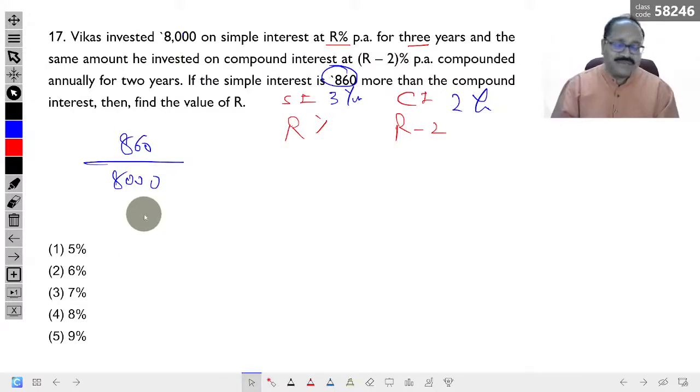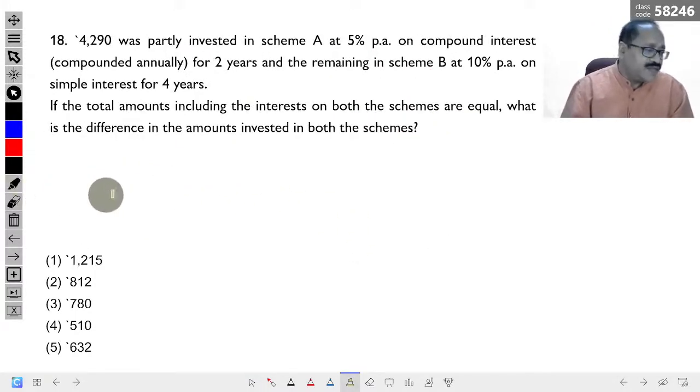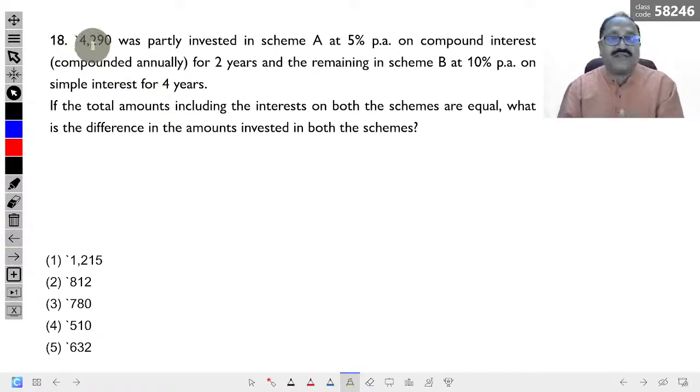Okay, now let's go to the next question. Here is the next question. Preetham, my good friend, we will work out together. We will clear the bank exams this year or any of the exams.